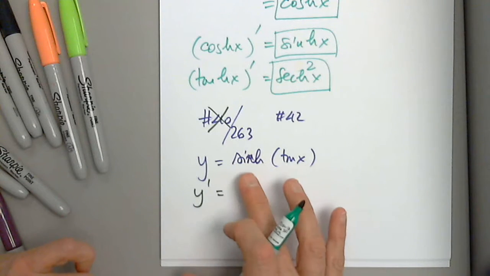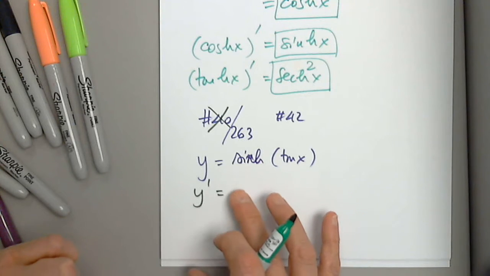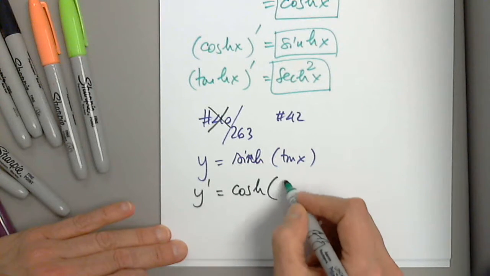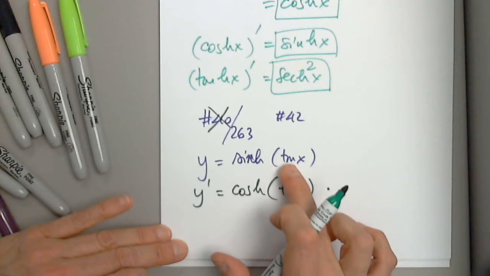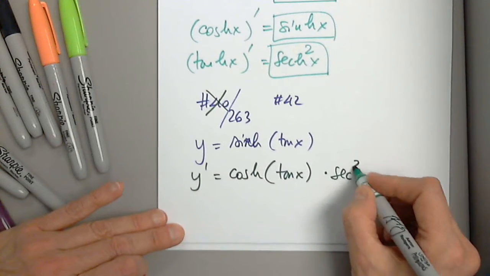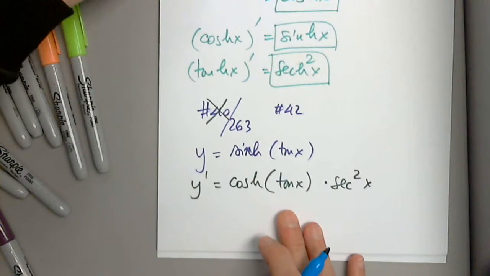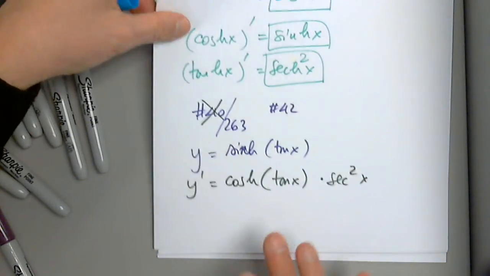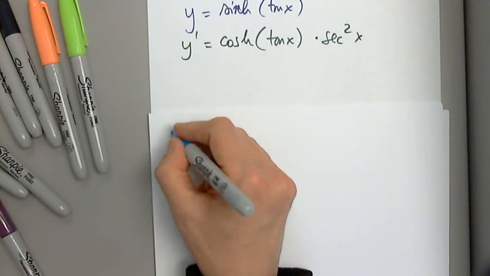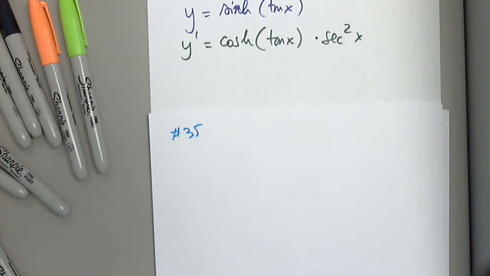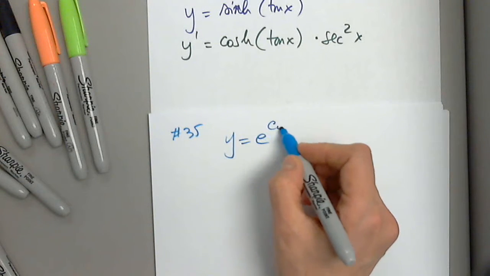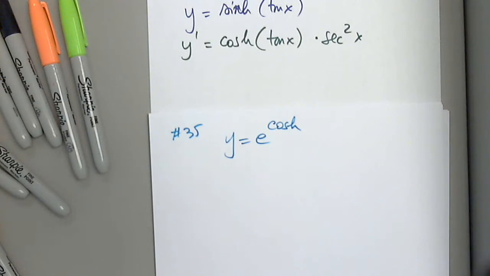Outer function, inner function. When I differentiate the hyperbolic sine, what do I get? Hyperbolic cosine of tangent x times the inner function prime, that's it, done. Well done. Okay, let's look at 35. I see it in red. Let's see why it's in red. Y equals e raised to hyperbolic cosine of 3x.